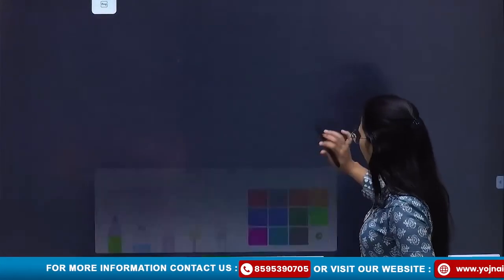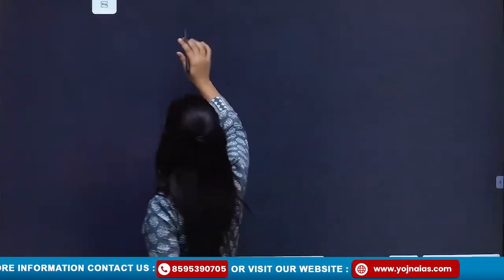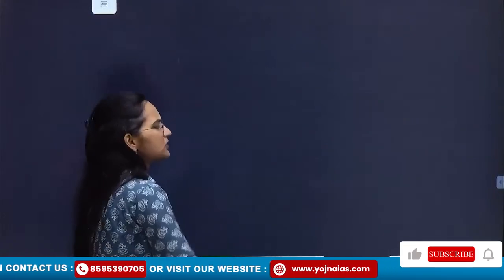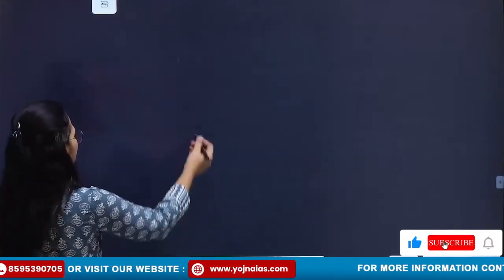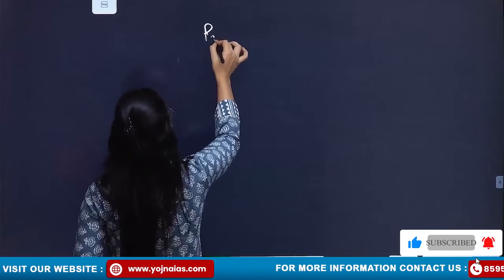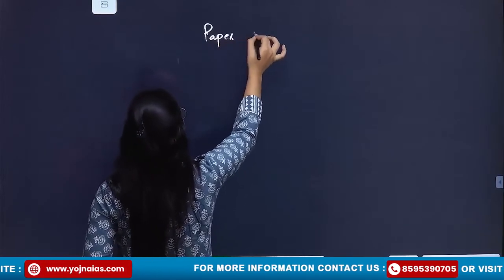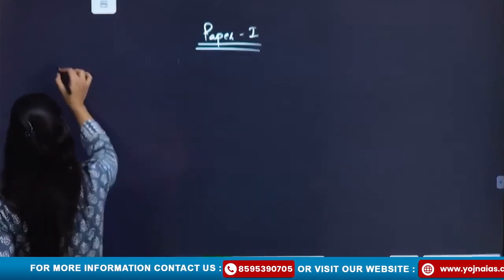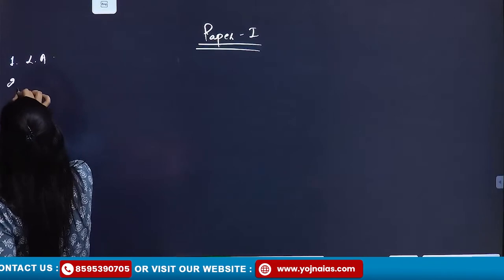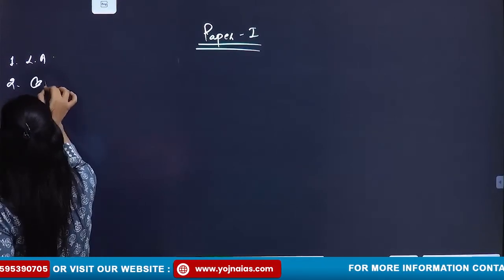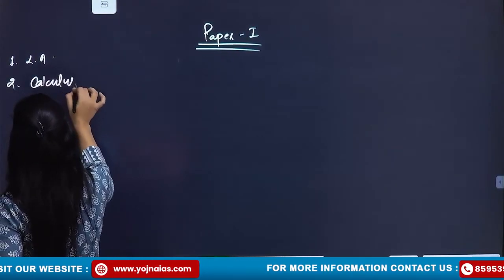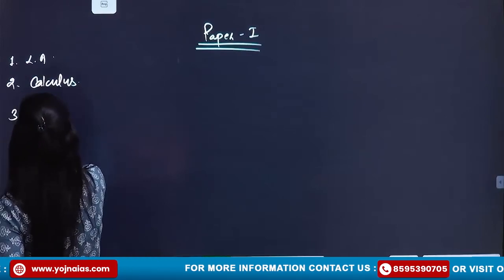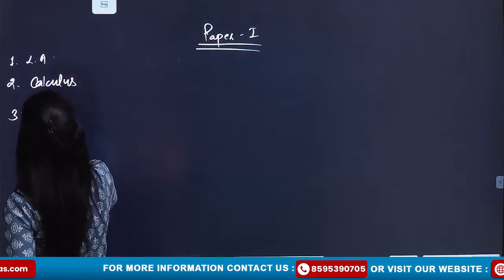That is, we had 4 questions as usual: 4 questions in section 1 and 4 questions in section 2. Paper 1, let me write first. What are the units? Paper 1 consists of 6 units, and first is linear algebra, second is calculus, and third one is analytical geometry.